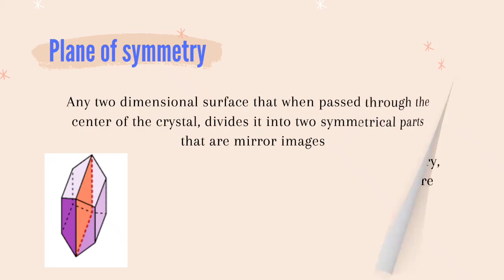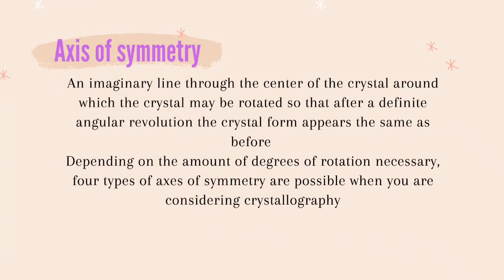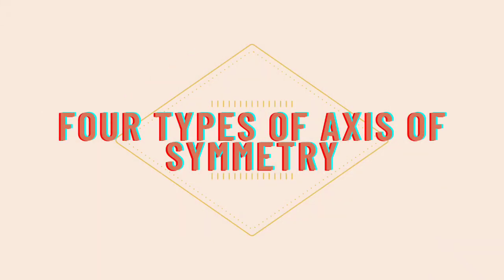Next is axis of symmetry, an imaginary line through the center of the crystal, around which the crystal may be rotated, so that after a definite angular revolution, the crystal form appears the same as before. Depending on the amount of degrees of rotation necessary, four types of symmetry are possible when you are considering crystallography. There are four types of axis of symmetry.